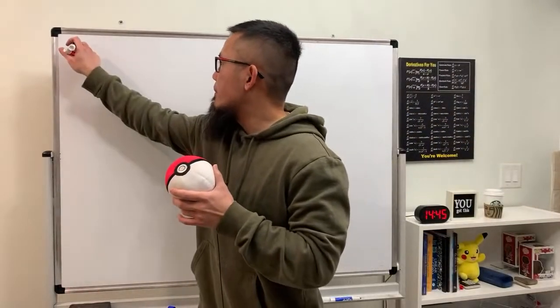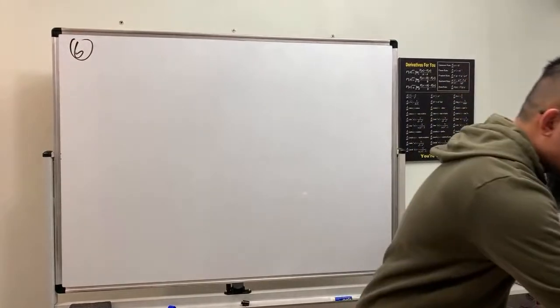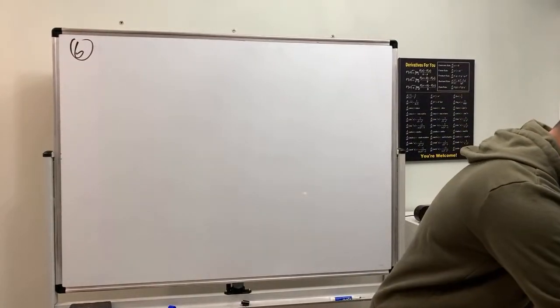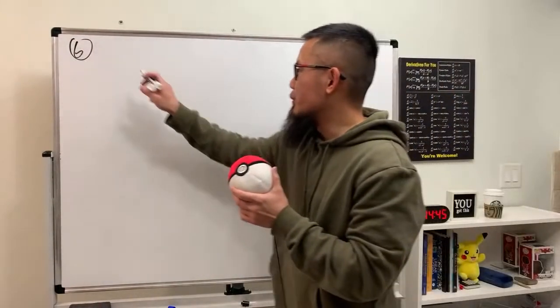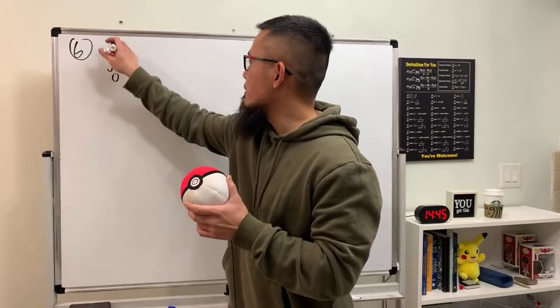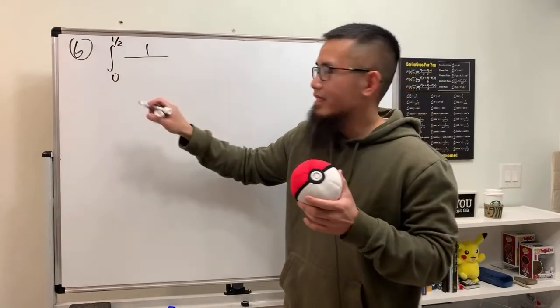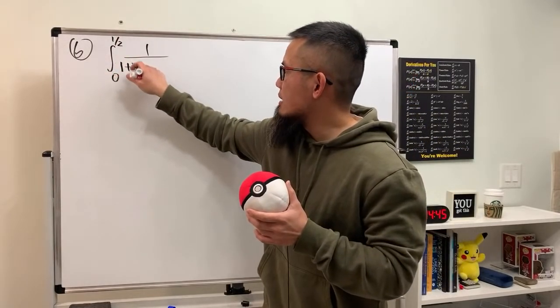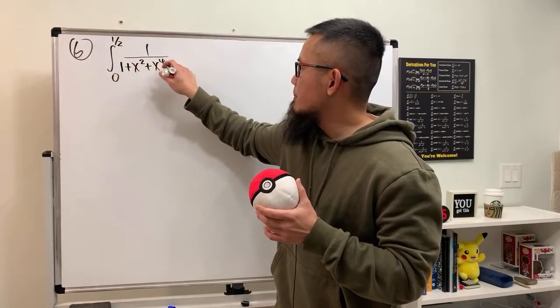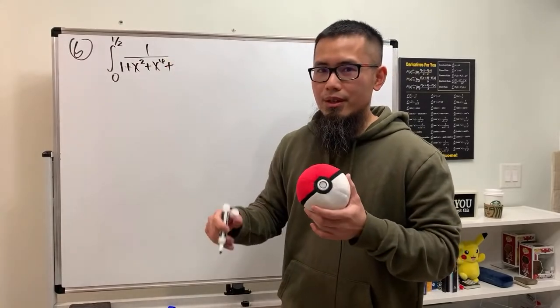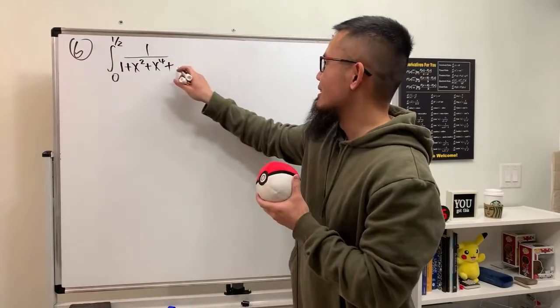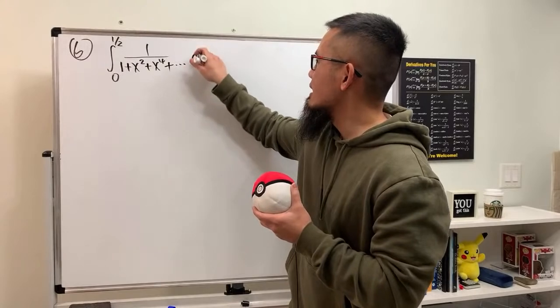All right, number 6. Let me take a look at the question. This is a really fun one. We have the integral from 0 to 1/2 of 1 over 1 plus x squared plus x to the 4th power, forever. We don't stop. So dot, dot, dot, dx.